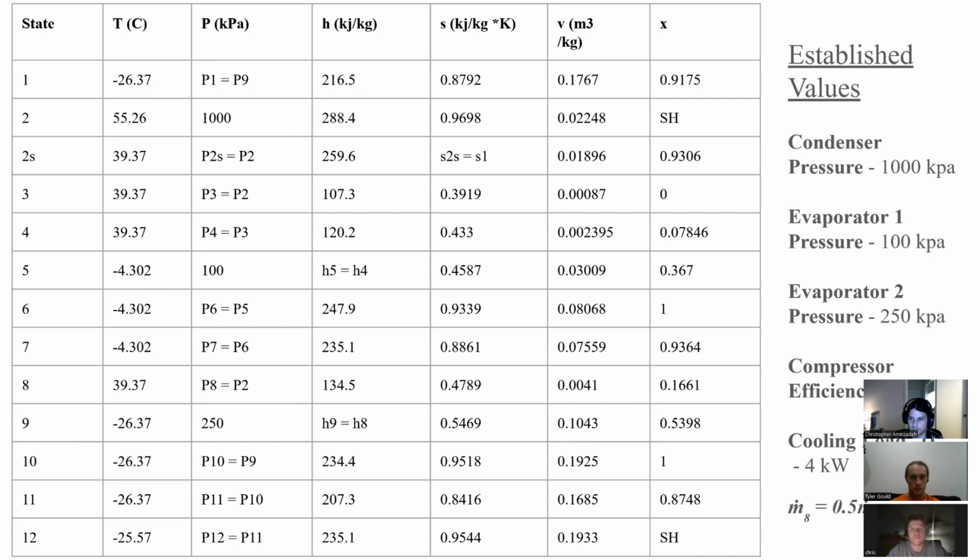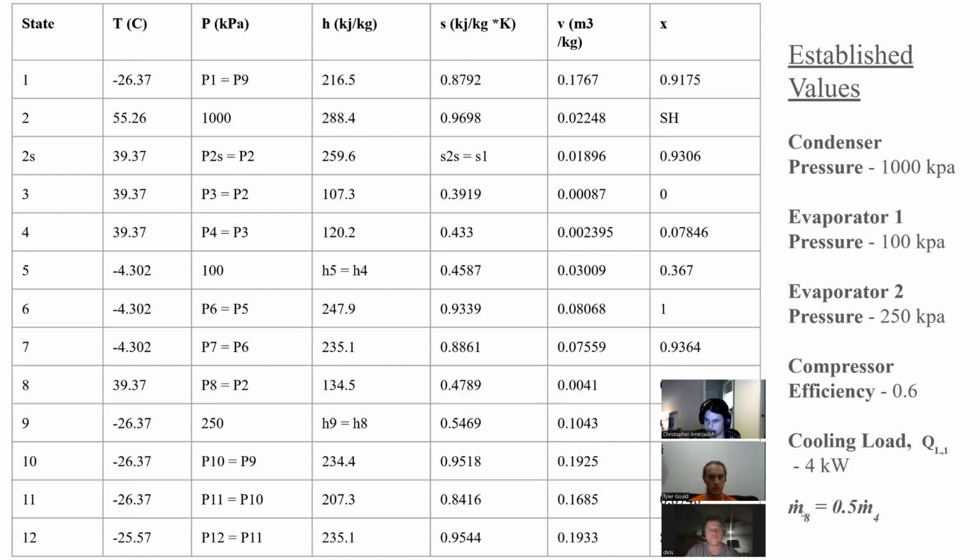We also had to establish the cooling load of the first evaporator to be 4 kilowatts. The other value that we established here was that the mass flow rate going into one of the condensers was going to be half of the mass flow rate going into the other condenser. And then we needed to establish these values just to make sure that the rest of the values could be calculated.